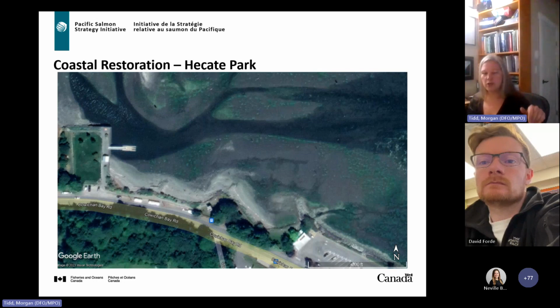And so the nourishment occurred in 2016 and 2018. And you can see here in this 2022 image, a series of nice pocket beaches are still present. And so the sediment is staying relatively local.